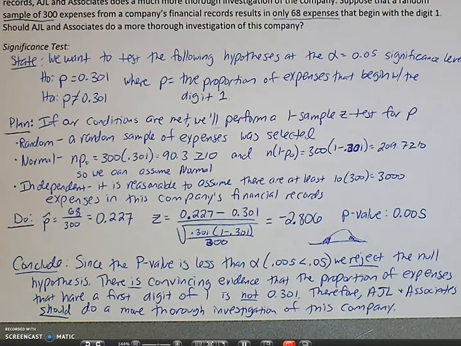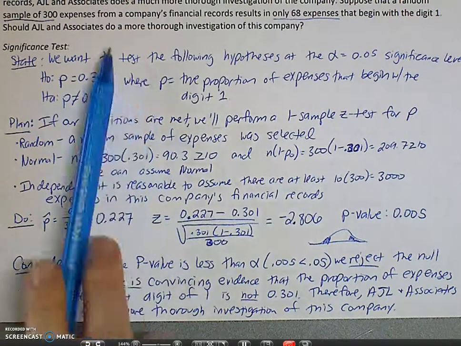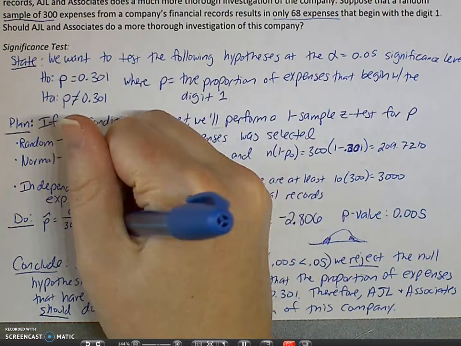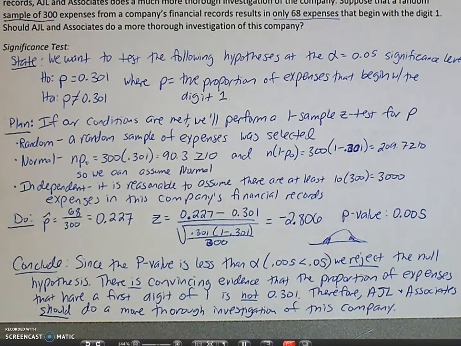Now, we're rejecting it. So we're saying it's different than 0.301. But what might it be? What might the true proportion be for this company, right? In the sample, we saw that it was 0.227, which is clearly different. But how different is it? So this is where a confidence interval comes in. So we're going to construct a confidence interval.